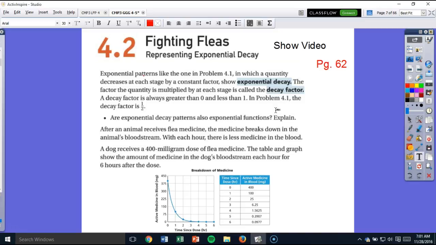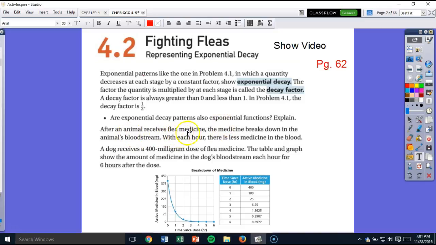In our last problem in 4.1, the decay factor was 1/2 because we went from 64 square inches down to 32, down to 16, and so on. Each time we made a cut on the ballots, our area in square inches decayed in half. So our exponential decay patterns are also exponential functions. That's what I want you to be able to explain. If you need to go back and look at the definition of exponential functions from back in Investigation 2, go ahead and do that. It should be in your vocabulary.